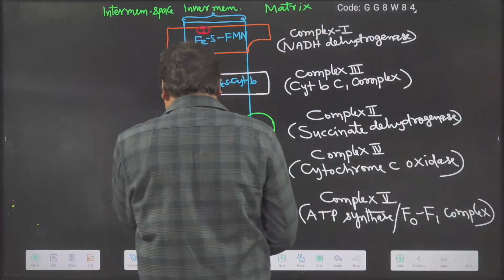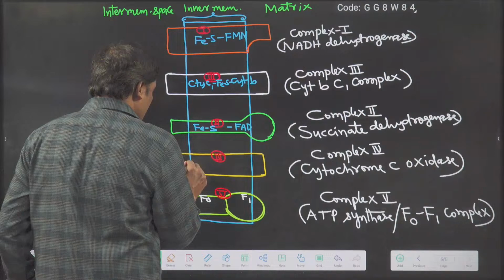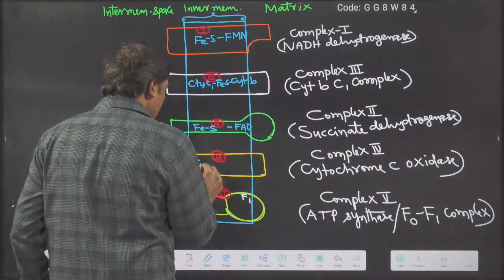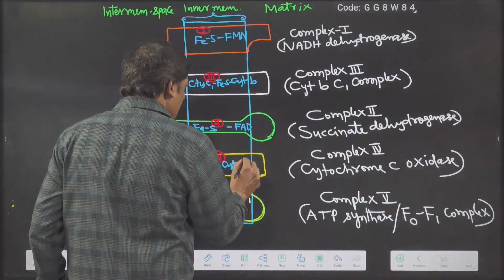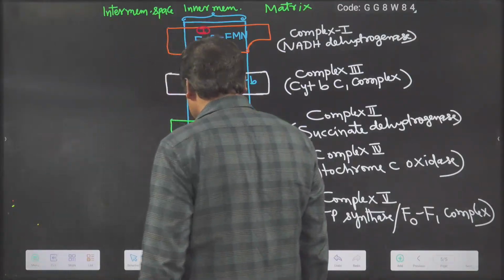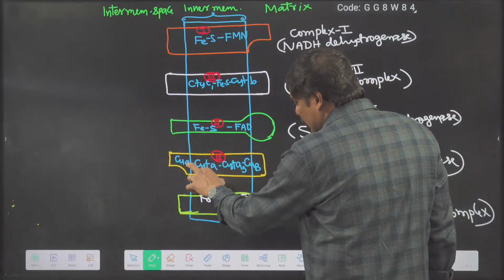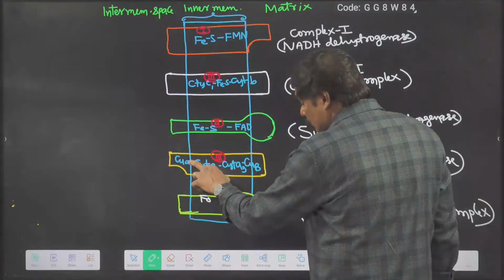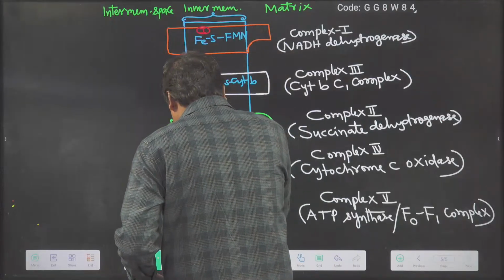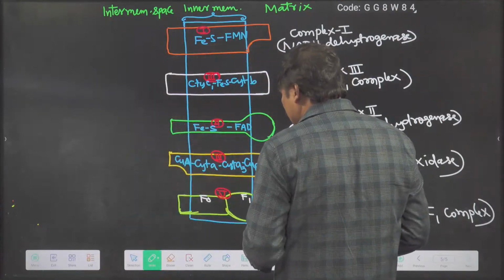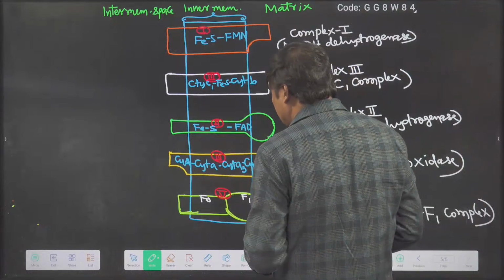And next in complex 4, copper A, CuA, cytochrome A, cytochrome A3 and copper B. These components are there in complex 4. Cytochrome A, copper A, I will write capital letter. Cytochrome A, cytochrome A3, copper B. These are the components present in that complex.